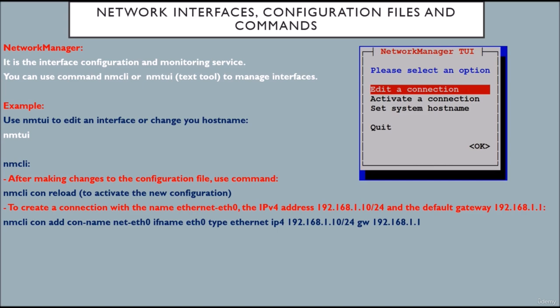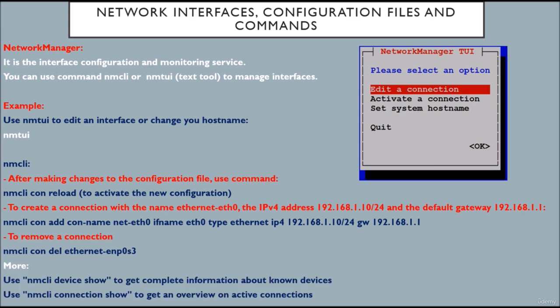To make it permanent, you may want to go and modify your configuration file, which is in /etc/sysconfig/network-scripts, which we looked at earlier. To remove a connection, you can just run nmcli con del and then mention your Ethernet adapter's name. And this is how you can remove a connection. Furthermore, you can use nmcli device show to get complete information about your known devices. You can also use nmcli connection show to get an overview of active connections.